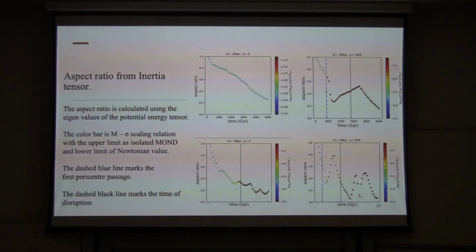This is the aspect ratio calculated from the inertia tensor, just for our information here. This is where I think the pericentric passage is. After pericenter, the values just drop and change a lot. We have to interpret what this means exactly.